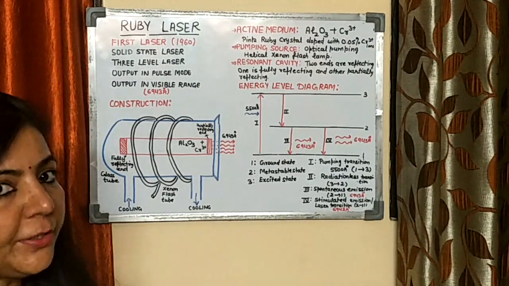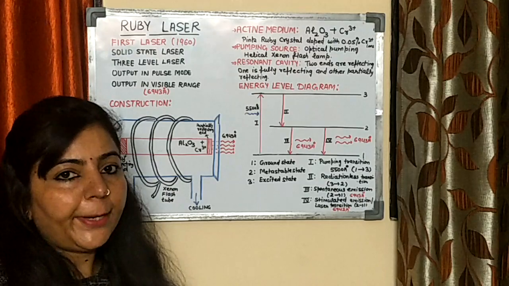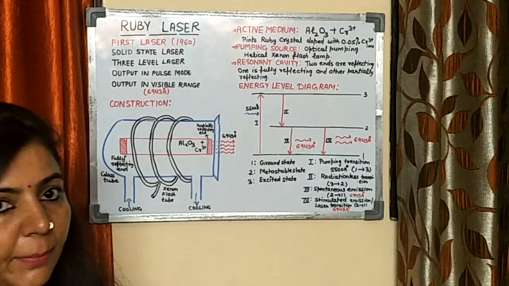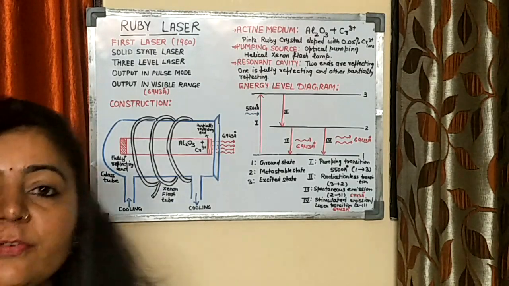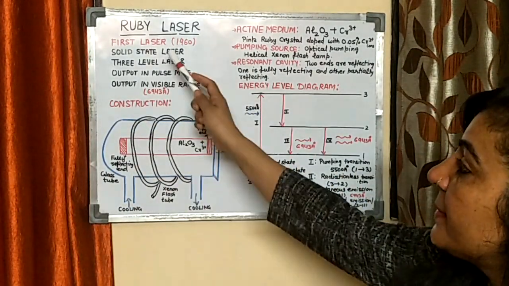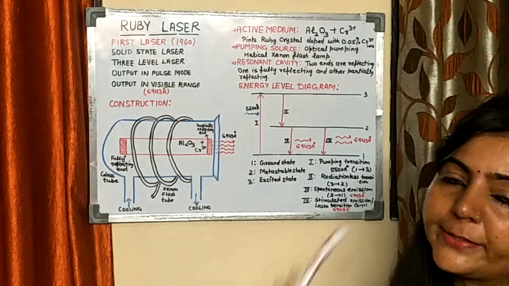So in today's lecture, we are going to discuss Ruby laser. Ruby laser was the first laser in the market, and this laser was discovered in 1960. Ruby laser is a solid state laser.